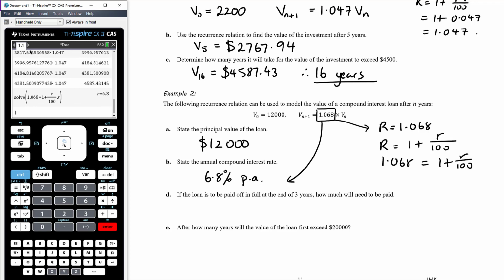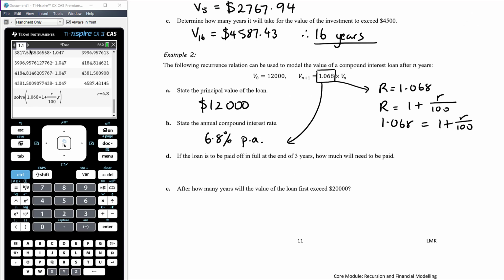Okay. But hopefully you get better at seeing that 1.068 is 106.8%, which means it's an increase of 6.8%. All right. If the loan is to be paid off in full at the end of 3 years, how much will need to be paid? So let's work out the value of the loan after 3 years.